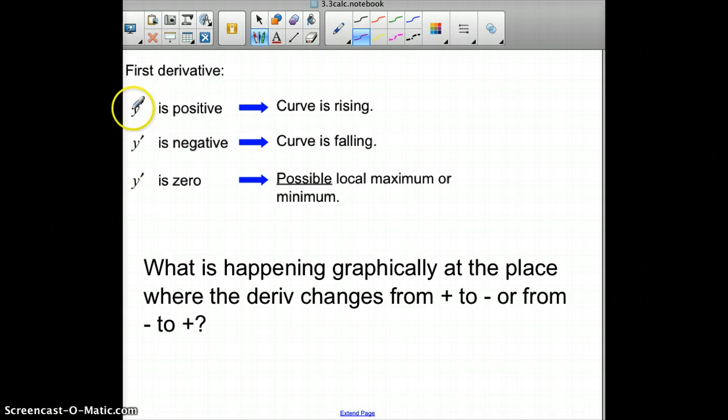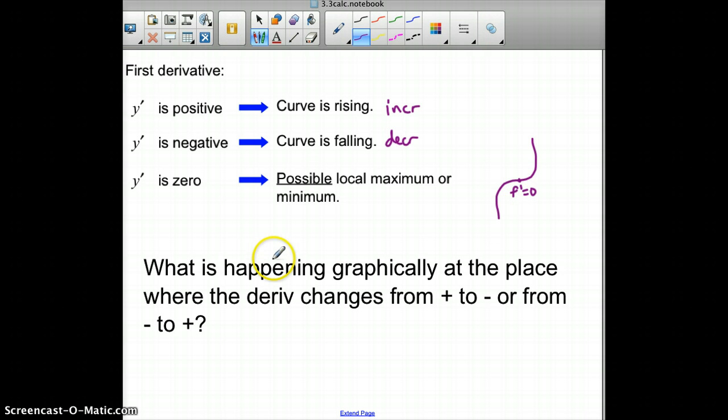So the first derivative: if the derivative is positive, that means our curve is rising, our function is increasing. If the first derivative is negative, then our function is decreasing. And if the derivative is 0, it's a possible max or min. Remember, we could have a graph that goes like this, it has a horizontal tangent there, and then still increases. So it's increasing here, the derivative would equal 0, but it's not a max or a min, and then it keeps increasing after that.